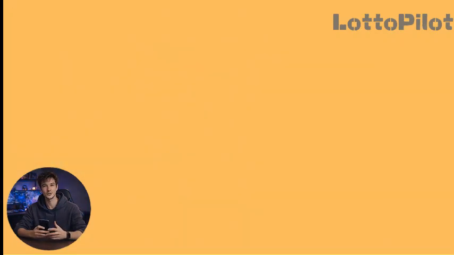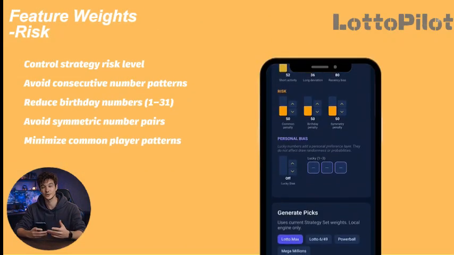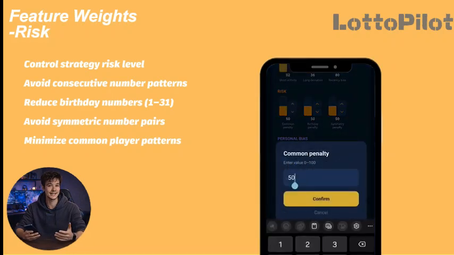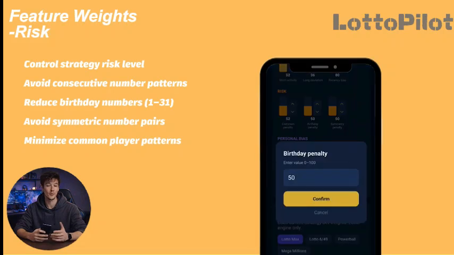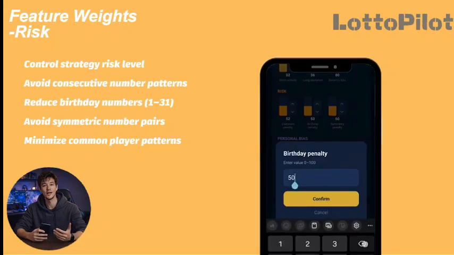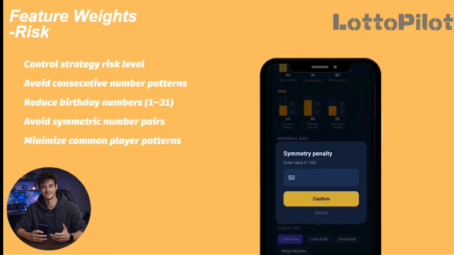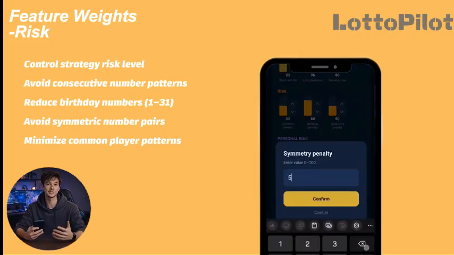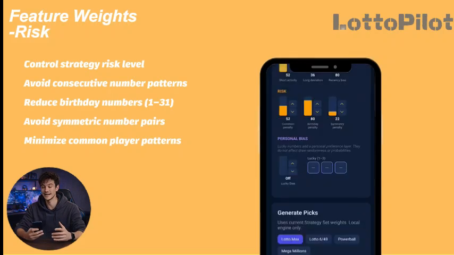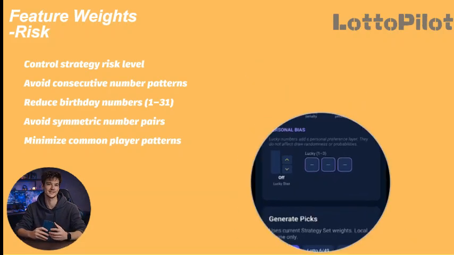The risk category controls how conservative or aggressive your strategy is. The common penalty reduces combinations with consecutive numbers, such as 1, 2, 3. The birthday penalty reduces numbers between 1 and 31, since many players choose numbers based on birthdays. And the symmetry penalty avoids symmetric number pairs, such as 1 and 49, or 2 and 48. These adjustments help the model avoid patterns that are commonly selected by other players.